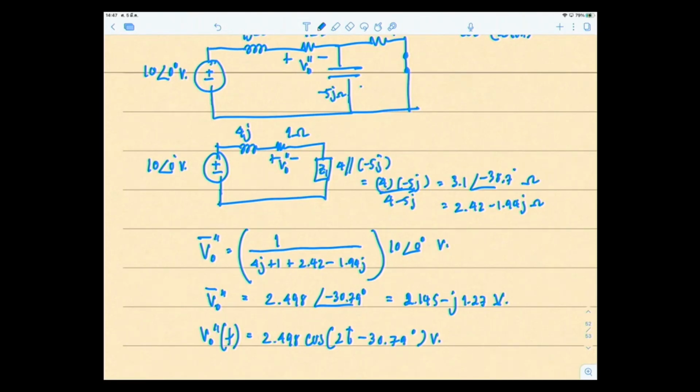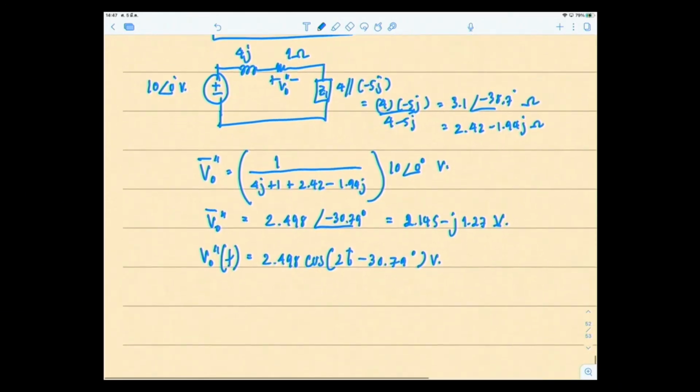That's your V out double prime due to the voltage source 10 cosine 2t. Now the third source. There are 3 sources, so you have to do it 3 times, 3 steps. We're going to keep the 2 sine 5t, which is equal to 2 cos(5t minus 90 degrees).